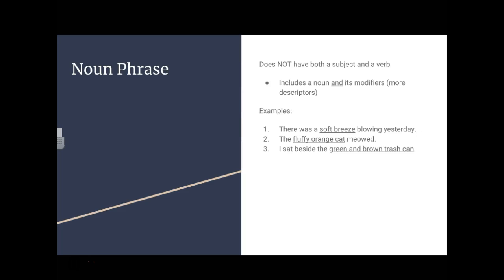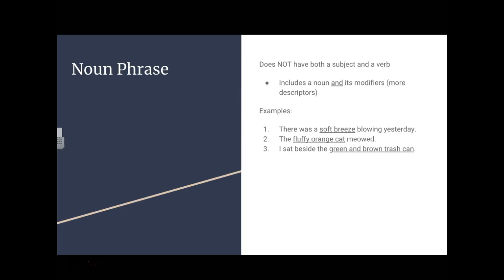Now, what gives me more detail about that noun? Soft and blowing. Yes, but in this case, just soft breeze, because blowing is the verb, that's what the breeze is doing. Does that make sense? So soft breeze is a noun phrase because it is a phrase or just a word that's giving more detail about the noun in the sentence. Let's look at number 2 together.